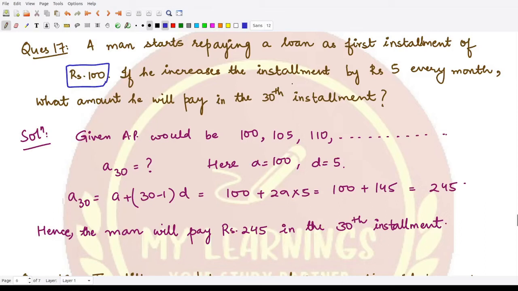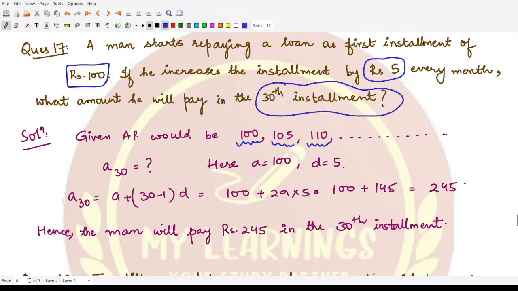And then from the next month onwards, he increases the installment by rupees 5. So initially he paid 100 rupees. In the next month, he would pay 105 rupees. In the month after that, he would pay rupees 110, and he'll keep on doing this. So what amount would he have to pay in his 30th installment?